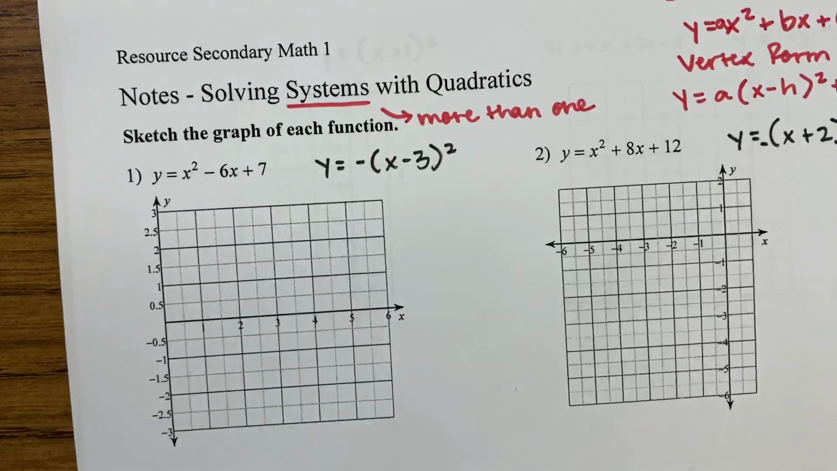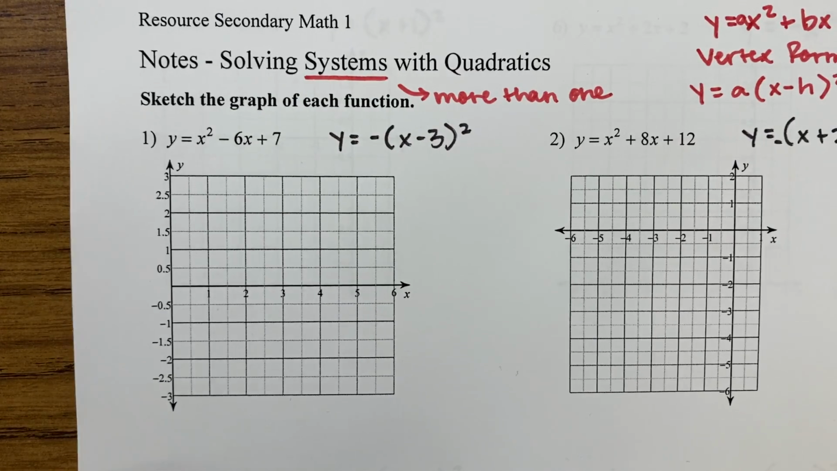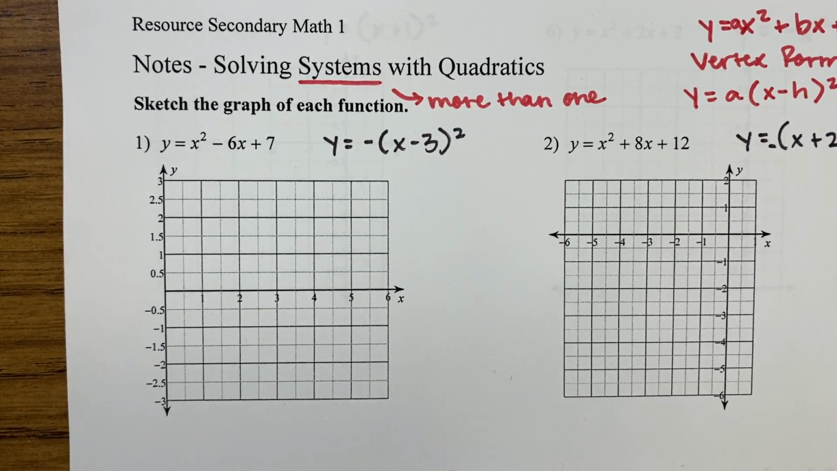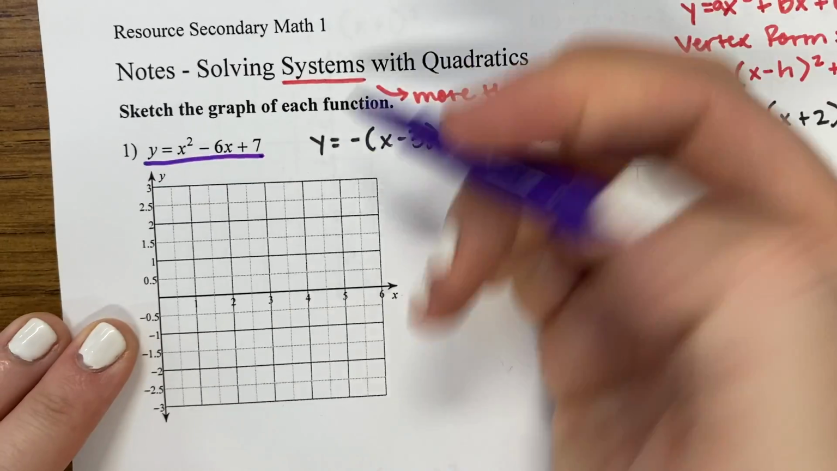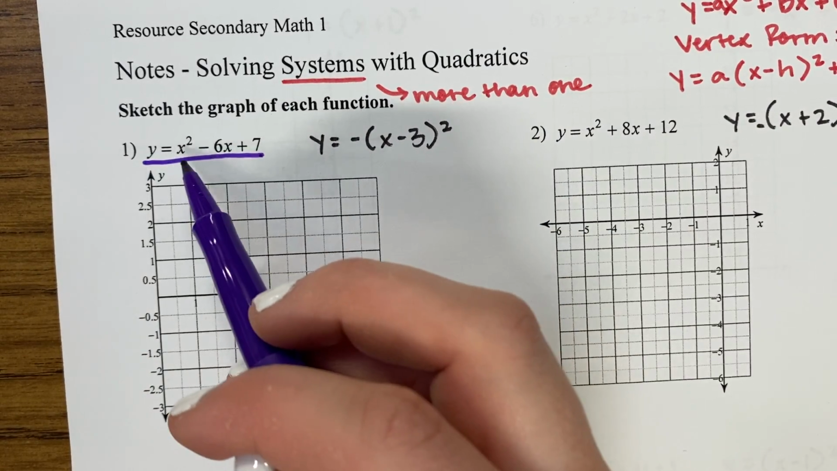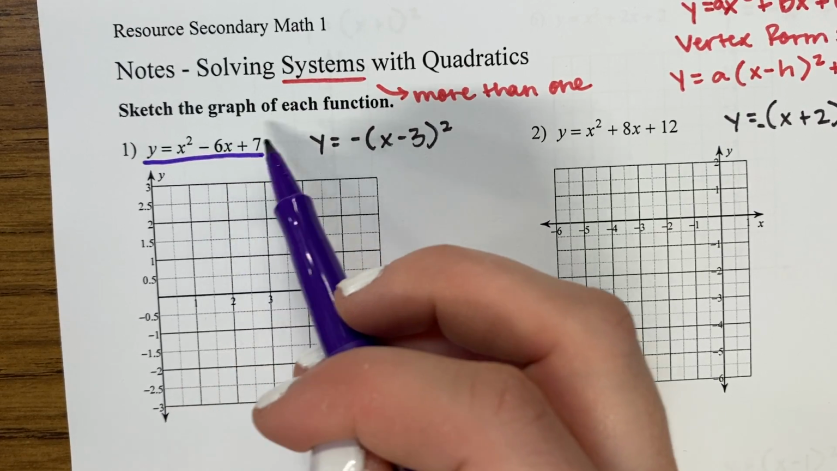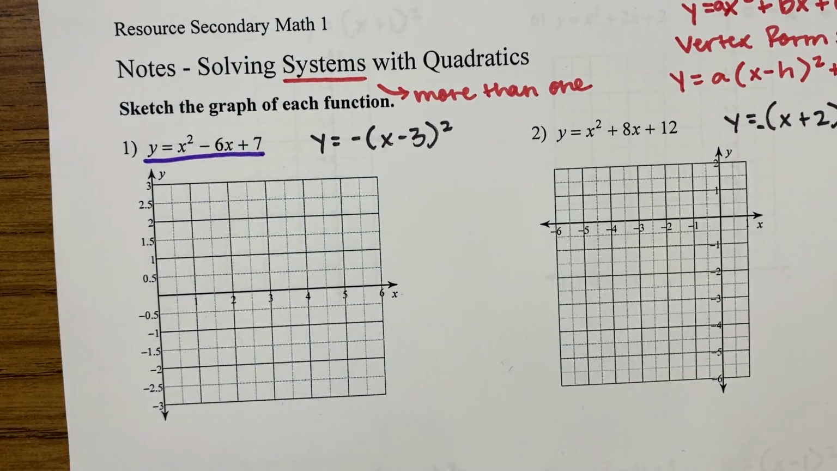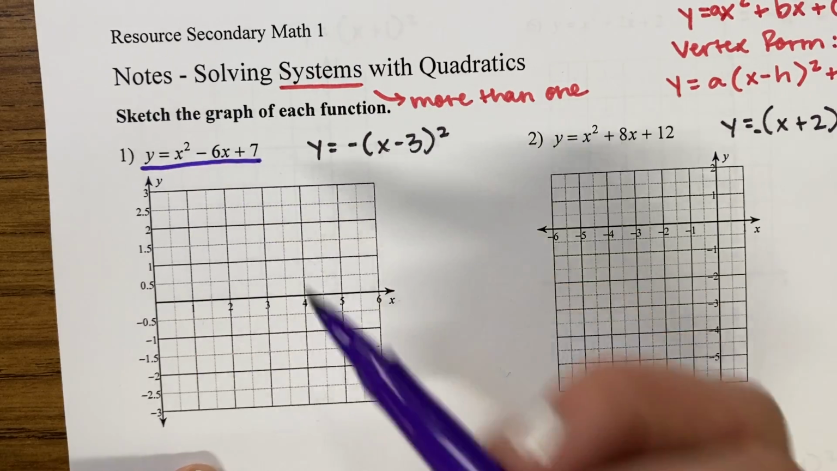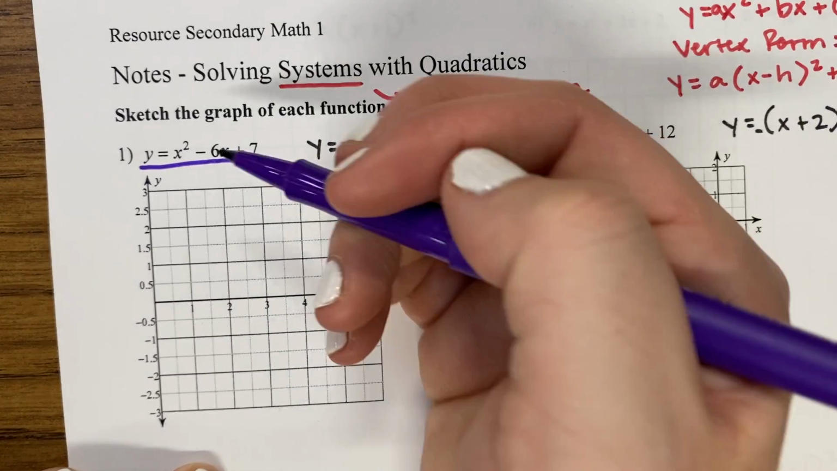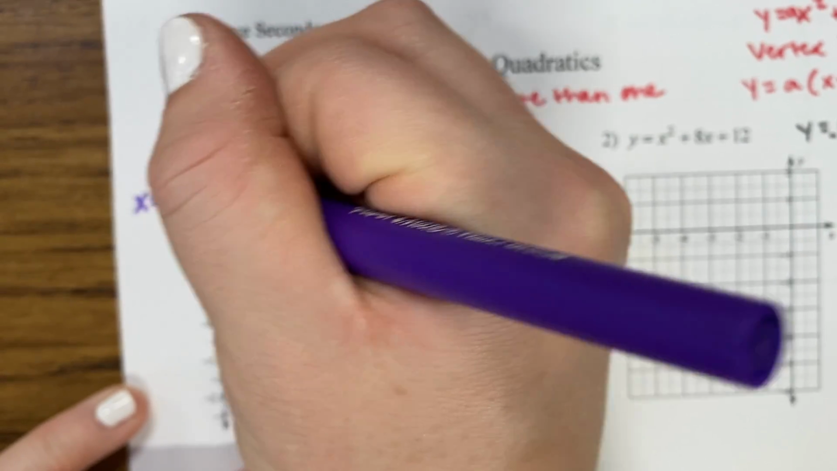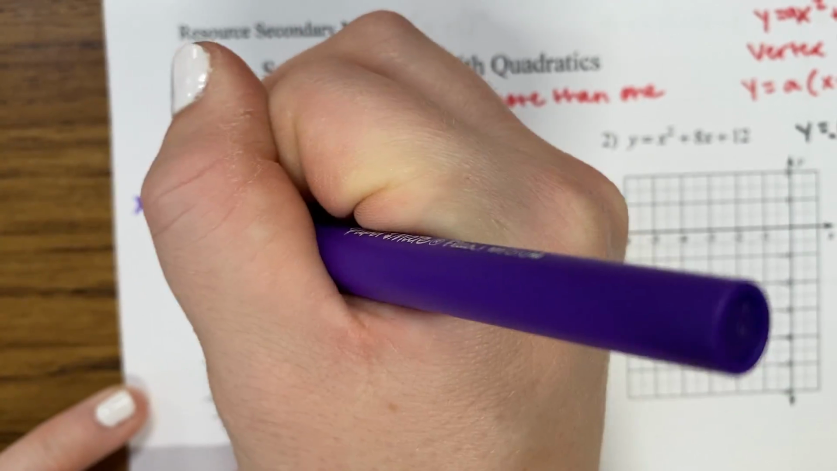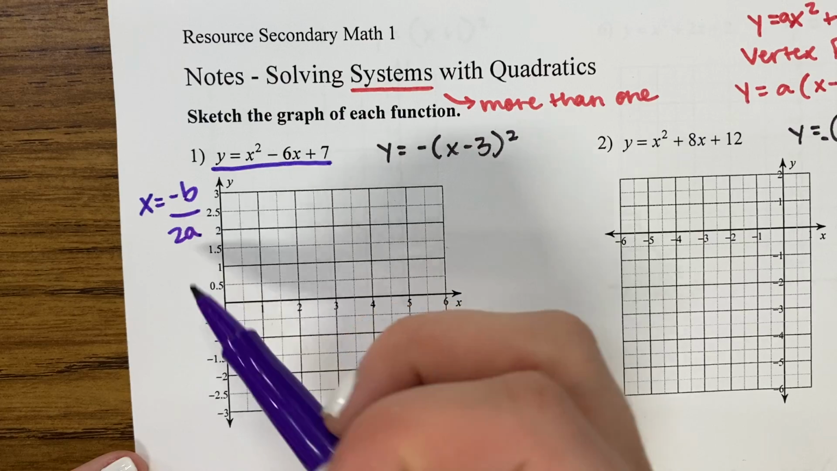Let's go ahead and graph number one, our first quadratic, and we'll label this one as our purple one. It's written in standard form, ax squared plus bx plus c. In order to find our vertex and be able to graph this, we're going to need our little formula: x is equal to negative b over 2a. That's going to help us find the x part of our vertex.